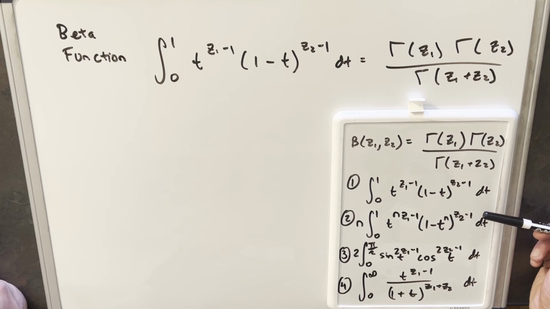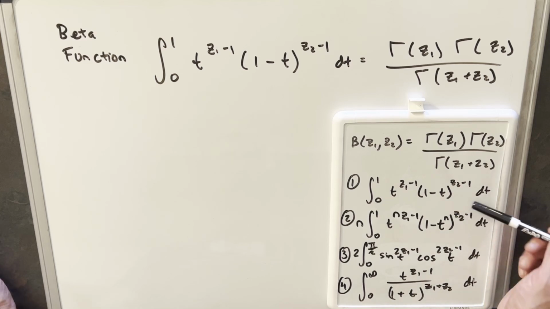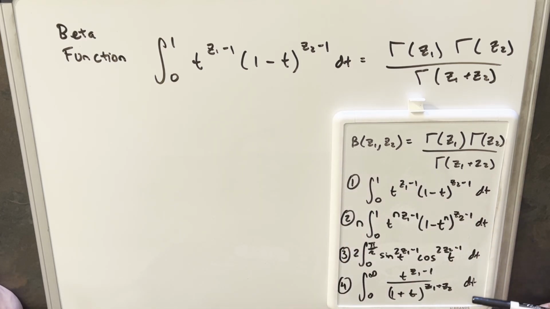What I did over here on the right is put down 4 different integrals that are all different forms of the beta function. And you'll notice the first formula, the first integral is just what we have up here on the board already. And so we have 3 alternate forms. And of course, there's other forms floating around out there. I just wanted to focus on these 3 right now.